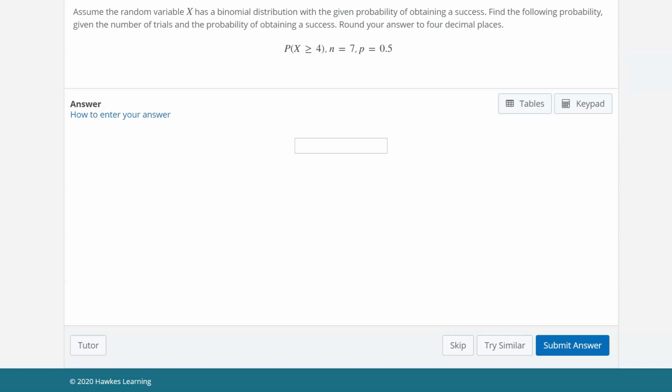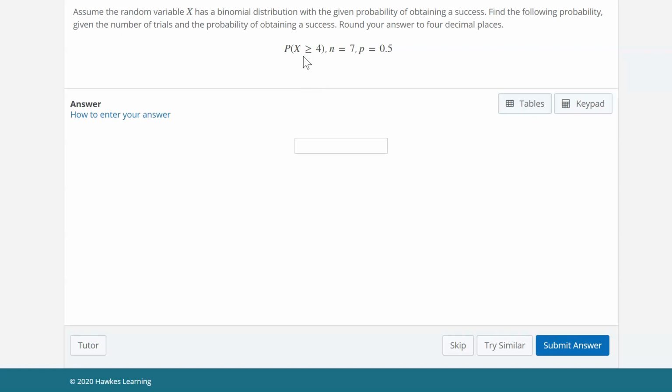Let's look at a binomial probability problem that might be a little trickier. This one spells out p, n, and x for us. So it says we want the probability of x being greater than or equal to 4, n equals 7, and p equals 0.5. So coming up with those numbers is not the issue here. The issue is that x needs to be greater than or equal to 4. If we're using a formula, that can make this problem really long.